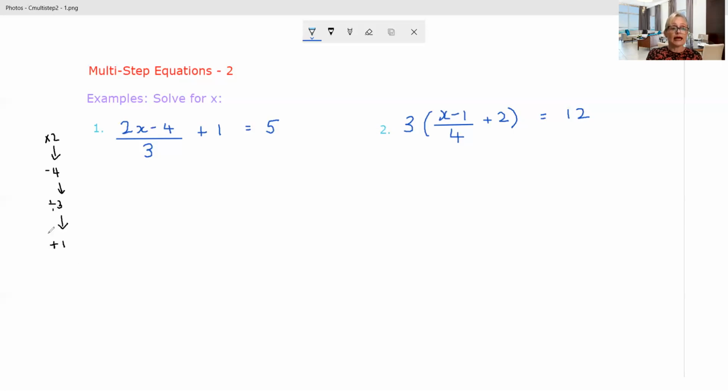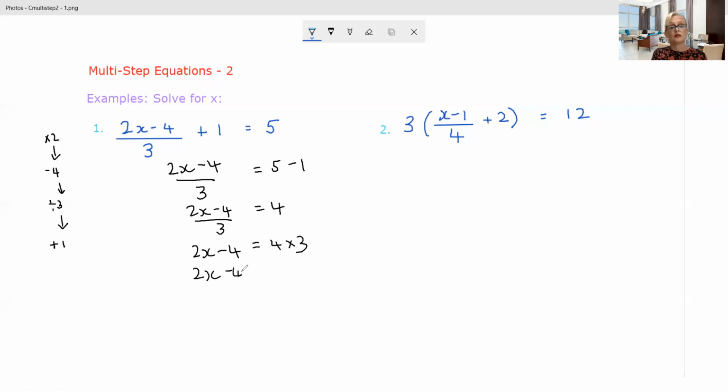The last layer that was on was this +1. So that's going to be the first layer that we need to remove. How do we undo adding 1? By subtracting 1. All right, next layer that we need to undo is this dividing by 3. We undo dividing by 3 by multiplying by 3. So 2x minus 4 is 12.